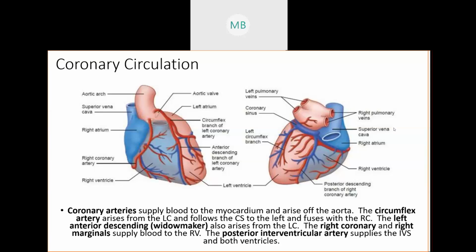Hello everybody. So this is your quick video on Heart Objective 6. Name and describe the major branches and distribution of the coronary arteries. So as you guys know, there are three little circles of circulation that blood can flow through as it's coming from and going to the heart.